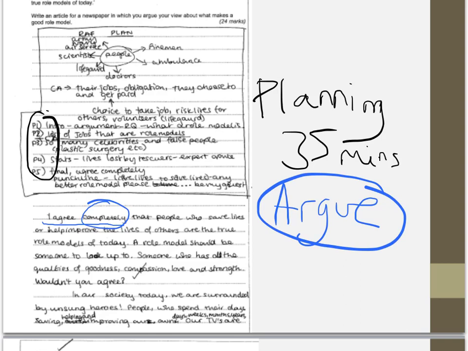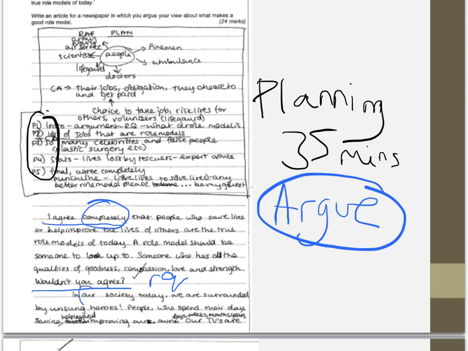I agree completely that people who save lives or help improve the lives of others are the true role models of today. A role model should be someone to look up to, someone who has all the qualities of goodness, compassion, love and strength. Wouldn't you agree? So, rhetorical question. Nice start. Engaging the reader, making them reflect, making them think about the topic.